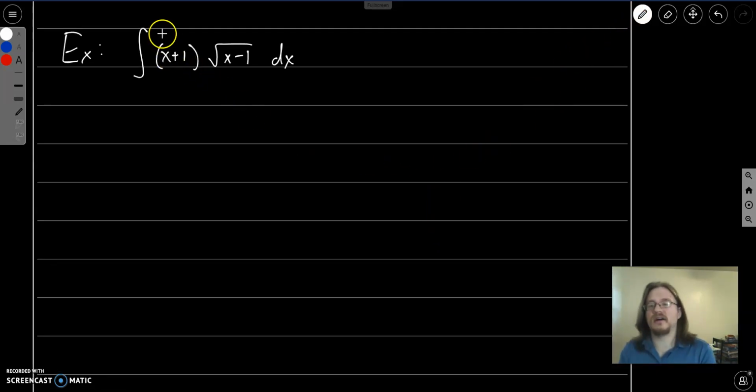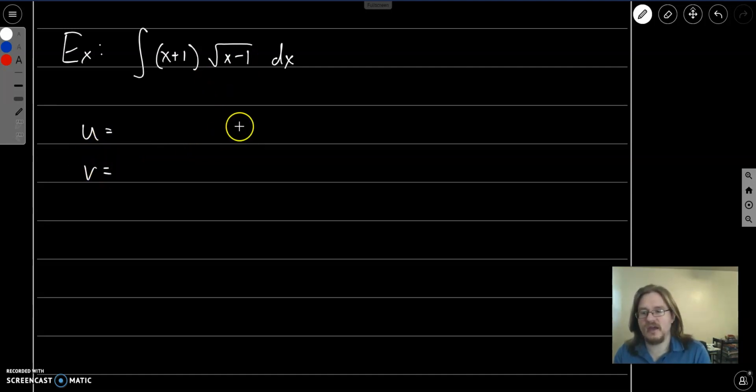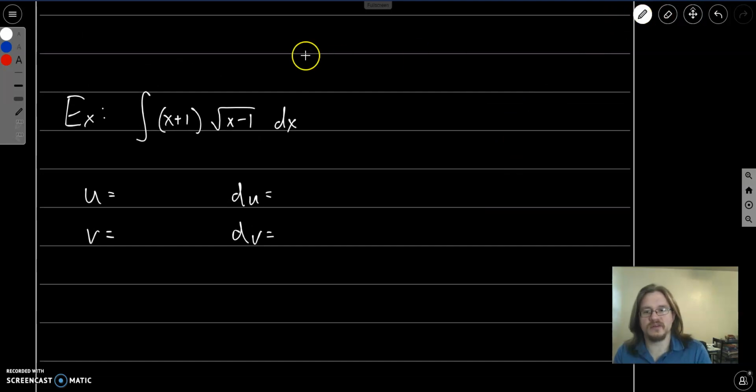We have x plus 1 times the square root of x minus 1 dx. So right away, we notice, okay, we kind of have something that looks like a product rule here. This isn't very natural to take an integral of, so we want to use integration by parts. So we have to identify u and v so that we have du and dv. And right above this, I'm going to write down the actual formula. So the integral of u dv is u times v minus the integral of v du.